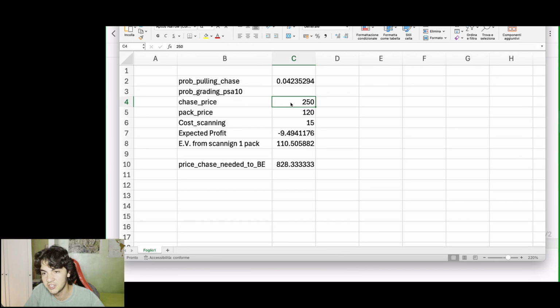This is the price of Greninja. This right here is the price of a box of Twilight. This is the cost of scanning. That's your expected profit. Now, the price the Greninja needs to be in order for you to make money is this one, $128. That's when you make money, considering these variables right here. As simple as that. That's math.